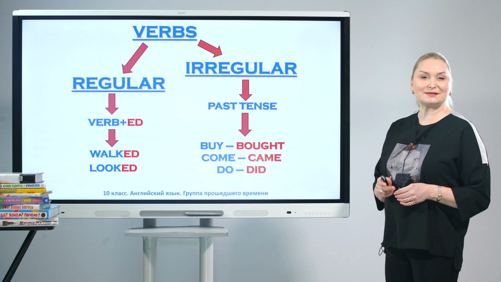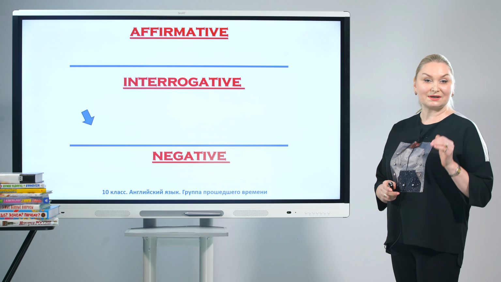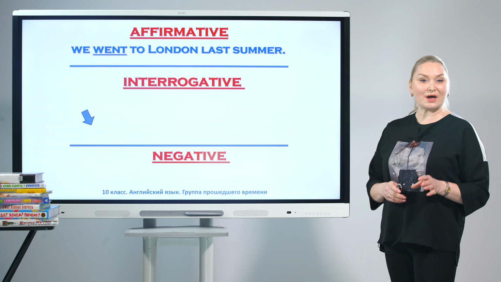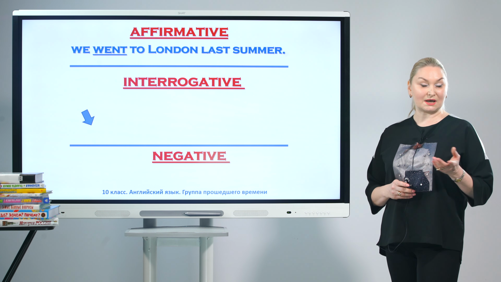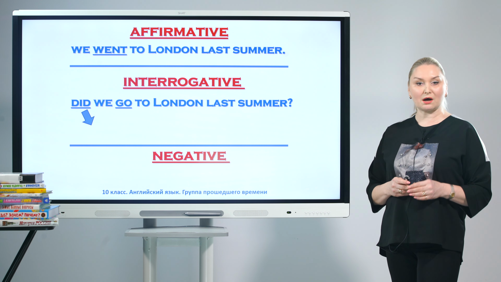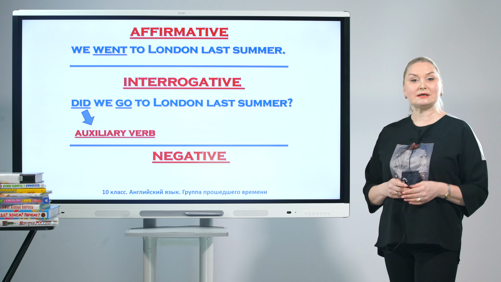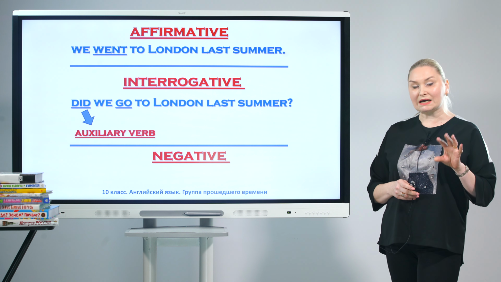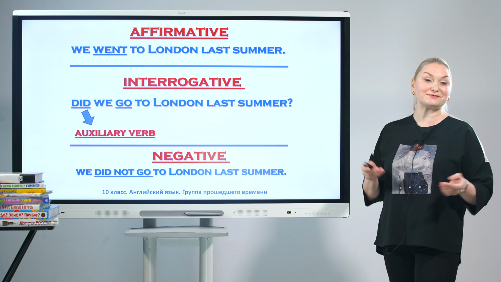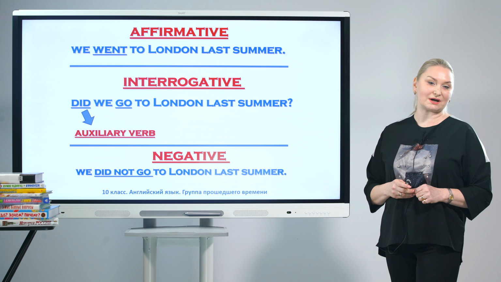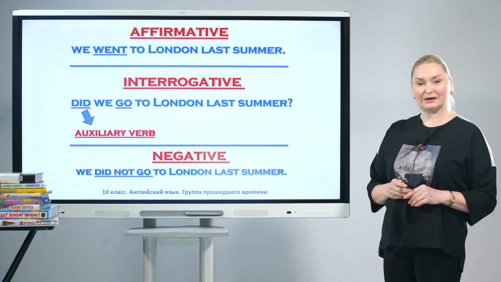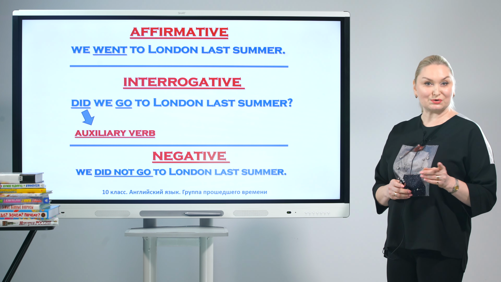Okay, let's continue. Now we have to speak about types of sentences. The first one is affirmative. So, we went to London last summer. As you see, that's a hint for you, last summer. Interrogative one. Did we go to London last summer? As you see, the verb did is an auxiliary one, okay? It helps us to ask a question, or to make a negative sentence. And the negative sentence is, we didn't go to London last summer. And I'd like to show you a short video of how past simple is used in English.